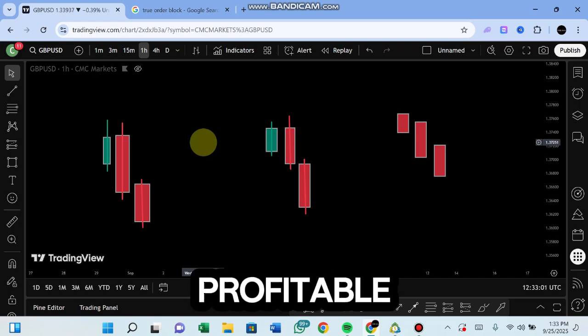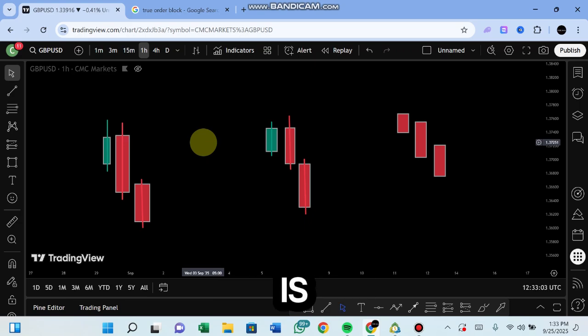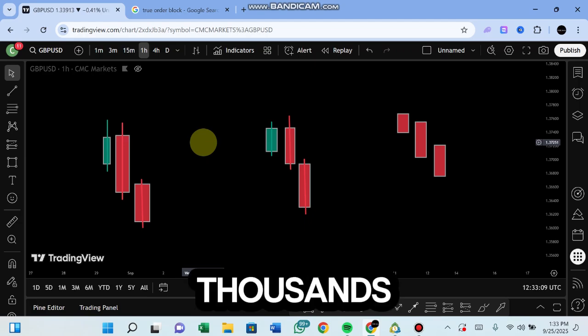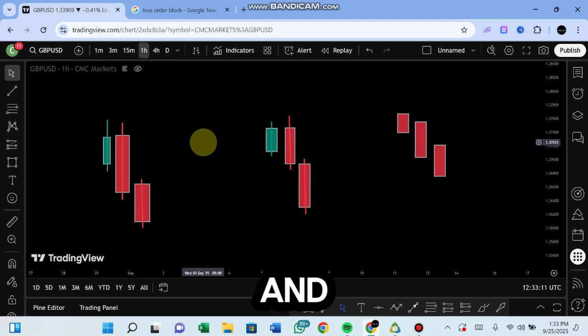You become profitable. One thing I noticed is that most people don't know how to mark good order blocks. There are thousands of order blocks in the market, and most of those order blocks that I see in the chart won't work. There are only a few that are going to work. And if you can spot the right order blocks, you become good at trading. So that's what I'll be teaching in this particular video.